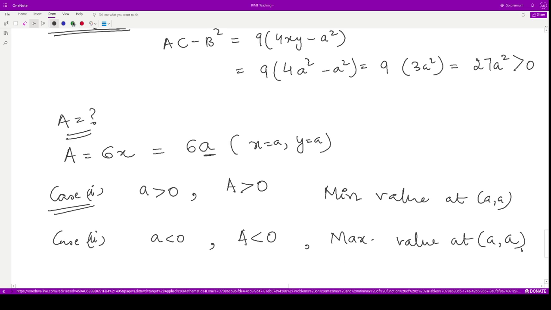Moreover, we can also calculate the minimum and maximum values. For that, we will evaluate the function's value at the point (a, a). So what would this be? It would be a cube plus a cube minus 3a cube. So this would be equal to minus a cube. This is the function's value at this particular point. Similarly, here also you can calculate the maximum value. That would also be the same.